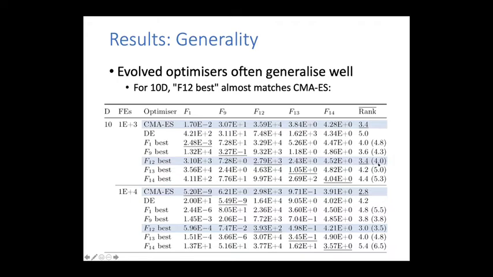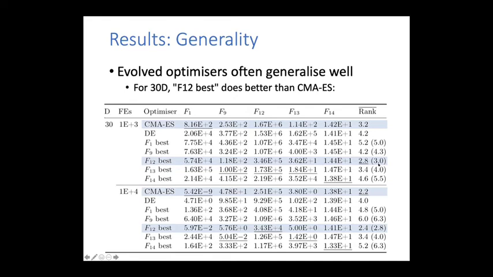But even more interesting is when they're reevaluated on the same functions of 30 dimensions, the F12 best does better than CMA-ES. So this is kind of unexpected, that an optimizer trained on a single landscape at 10 dimensions does better than this general purpose optimizer on these 5 problems at 30 dimensions, which is much harder. So it seems that although they're trained on a single landscape, these random transformations which are applied to the landscape seem sufficient to cause general optimizers to be evolved.